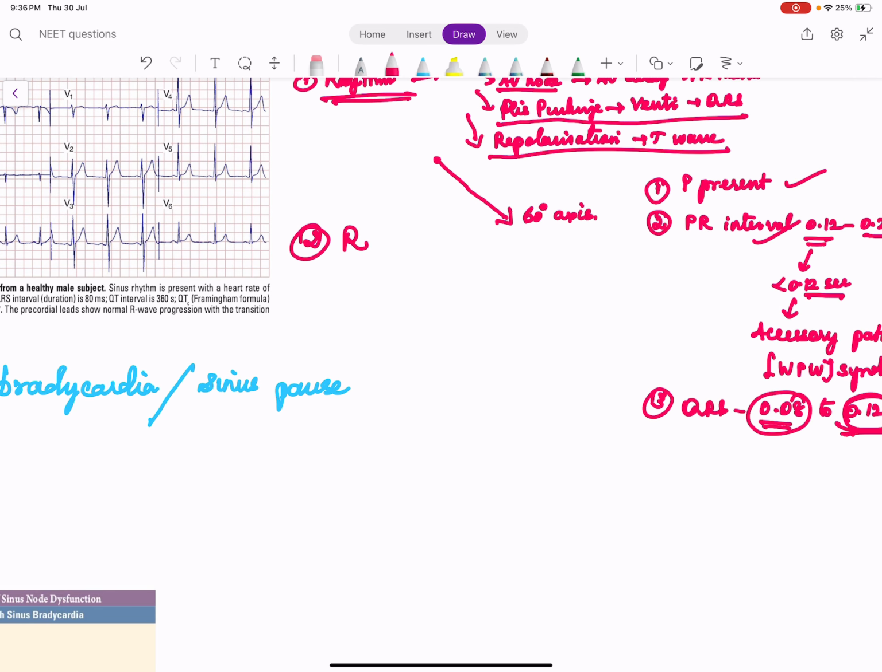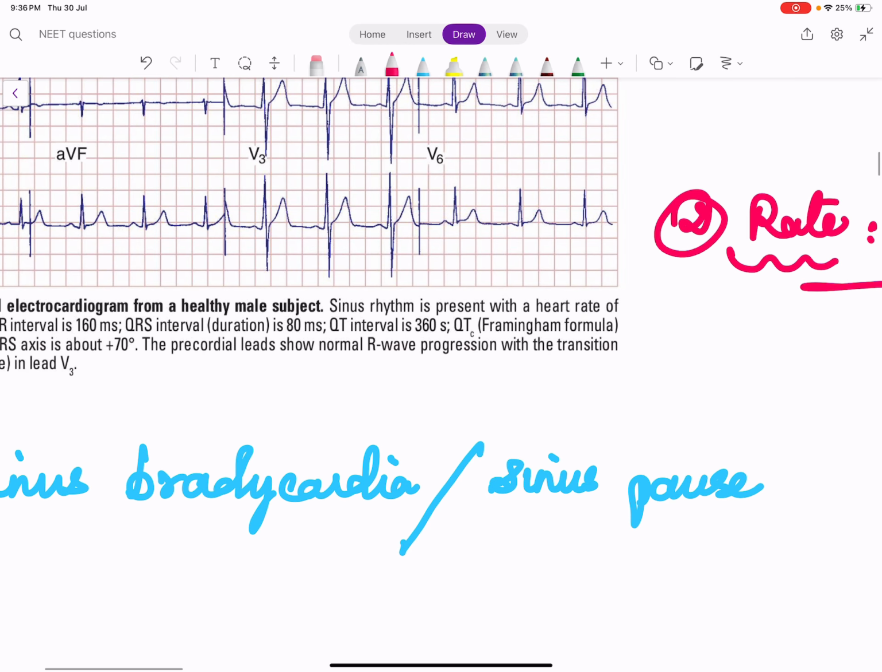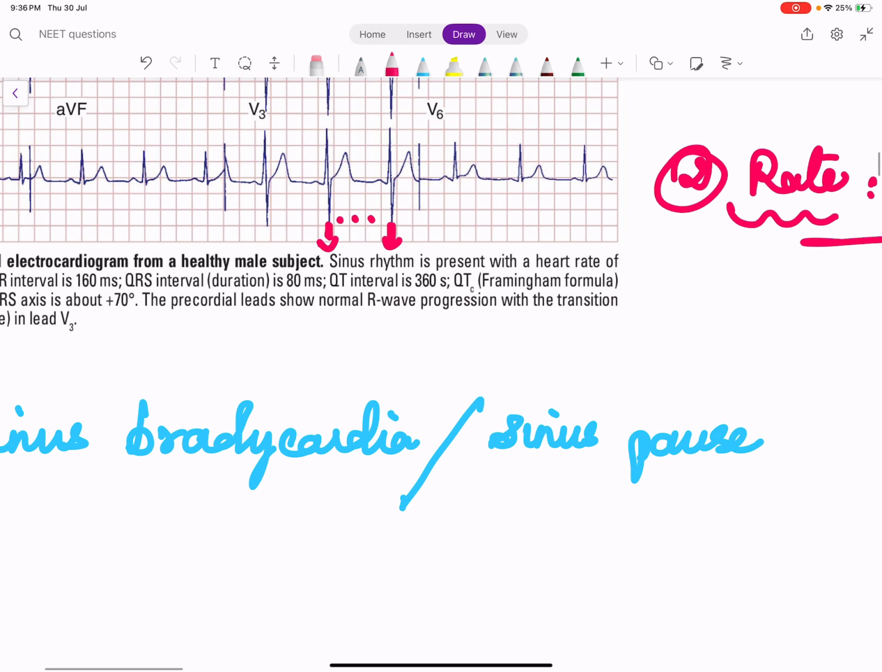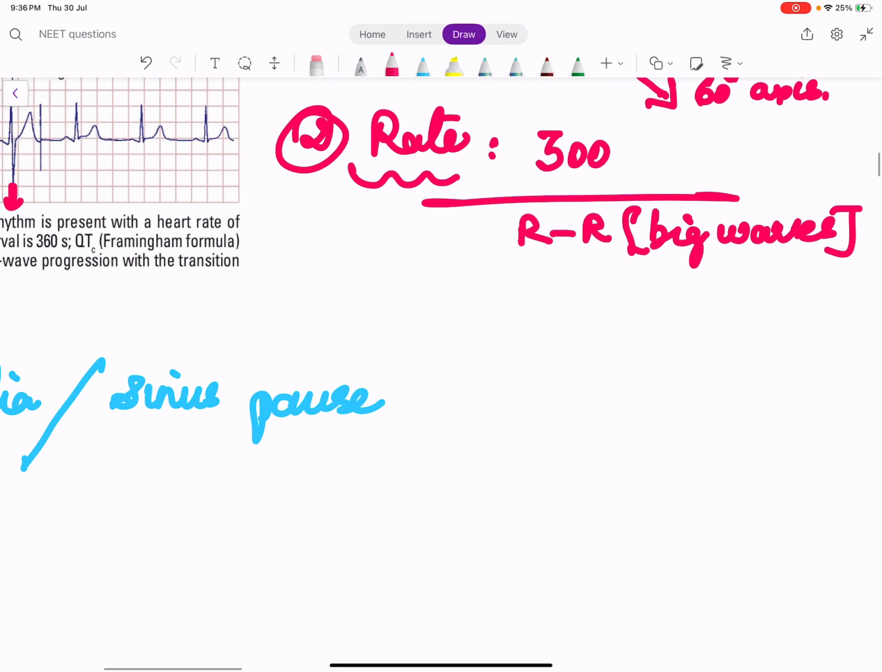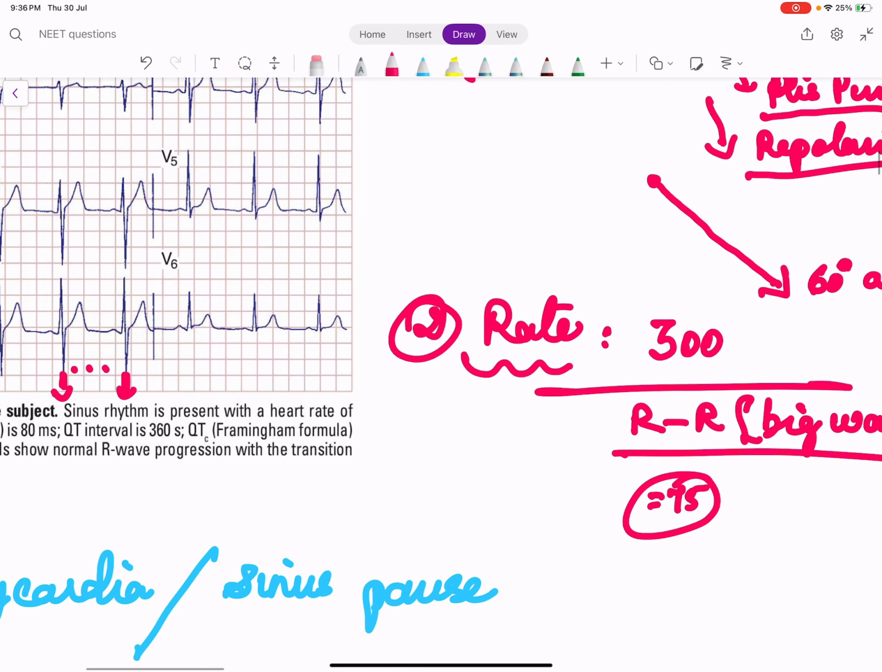Next thing is calculate the rate. A simple formula, the rate is calculated by 300 divided by number of big squares between two RR intervals, or between two R waves. I think this is more than enough. See this ECG, this is an R wave, this is an R wave. Calculate the number of big squares between two R waves, around it's 4. So 300 divided by 4 is equal to 75. So in this case the rate is 75.